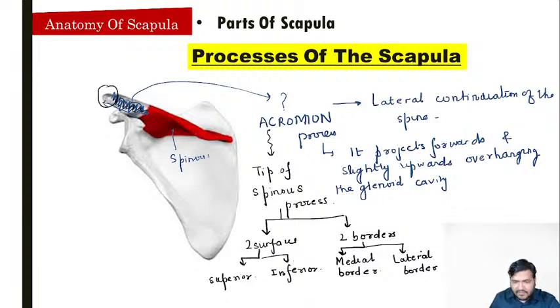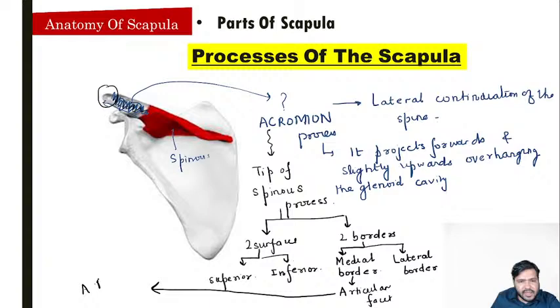Along with that we have the lateral border. We'll discuss it in clinical anatomy. First discuss the basics and then we'll come to the clinical anatomy, don't worry. So the medial border basically provides an articular facet, and remember it helps in the formation of a joint that is called the acromioclavicular joint.